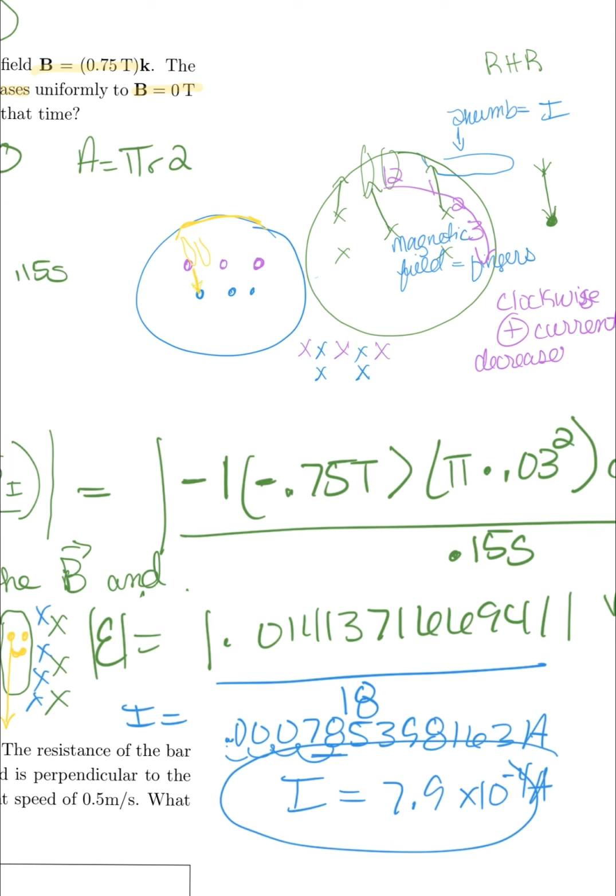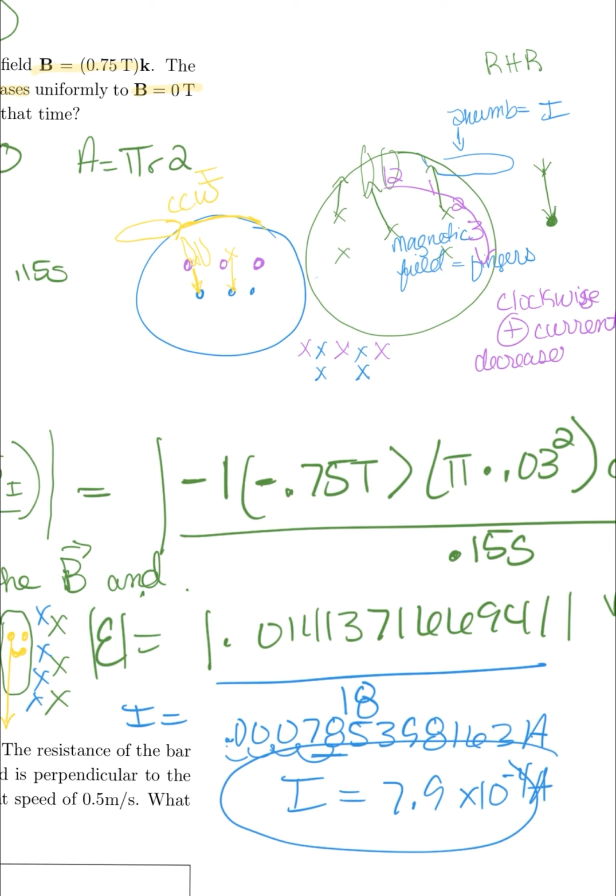This is an arrow. I want my fingers coming through the middle. It only matters what's happening through the middle. And when I would do that, my thumb would point to the left. So here, I would be going counterclockwise. So it doesn't always mean that if something is decreasing, you're going to go clockwise. It just means that if there is a change, the current that is induced is going to oppose that change.